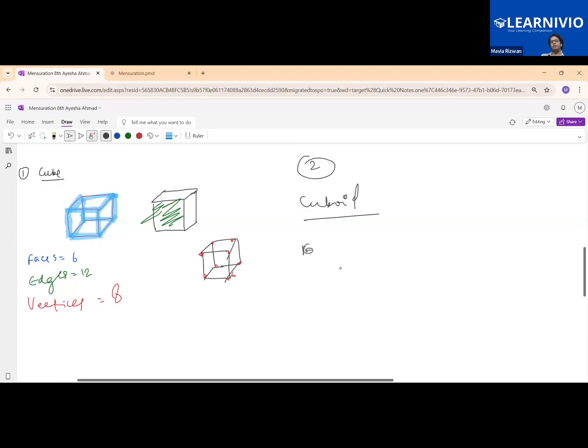First of all, how does a cuboid look? A cuboid is a 3D rectangle. Like a cube is a 3D square, a cuboid is a 3D rectangle. So it looks like this.